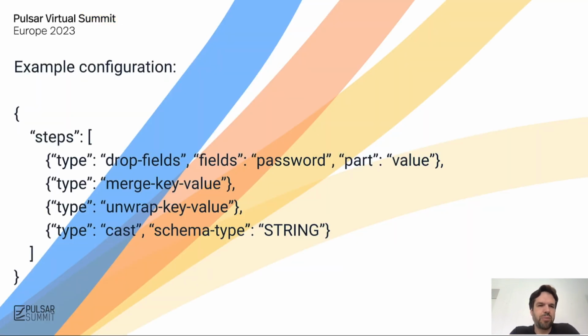So let's see an example of configuration. When you create an instance of the function, you pass this as your function configuration, and you see that you can define multiple transforms into the same function instance. For instance, this one will drop the field password from the Avro, then merge the key and value, then unwrap, then cast the result to string. So the operations are applied in order.